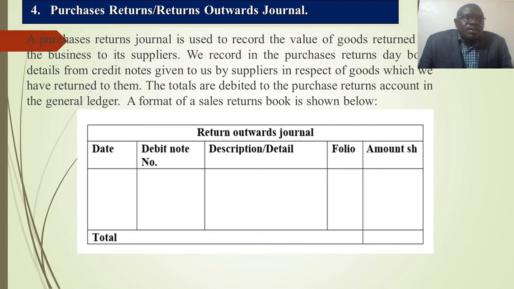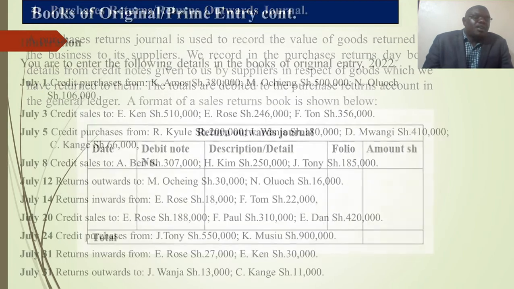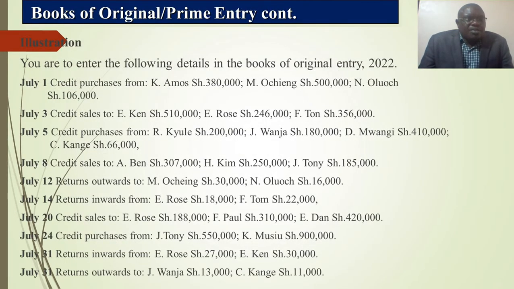So the format is as shown at the bottom of that slide. We have the date, and then we have the debit note number. When you return the goods to the supplier, you always prepare a debit note which you send to the supplier. And we discussed at some point that a debit note is that document which acts as a means of formally requesting for a credit note from your supplier. And then we have the description column or the details column, we have the folio column, and we have the amount column. Now, let us look at an illustration which will cover all the books we have discussed so far.